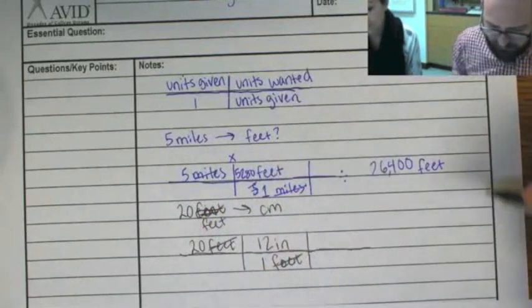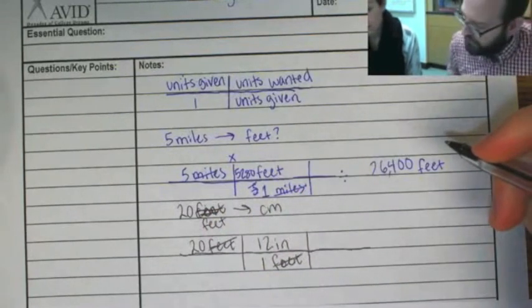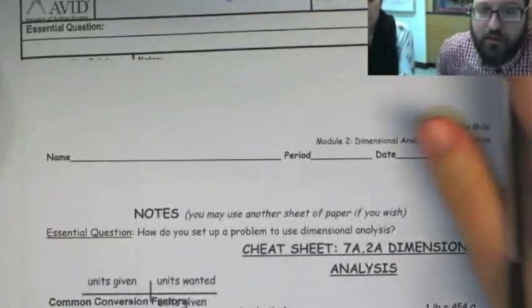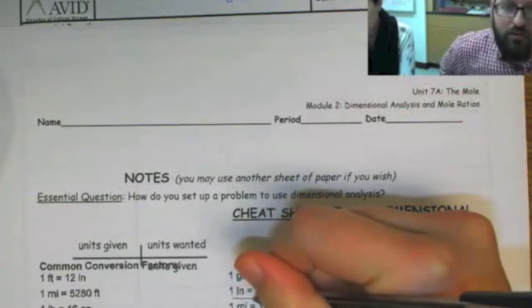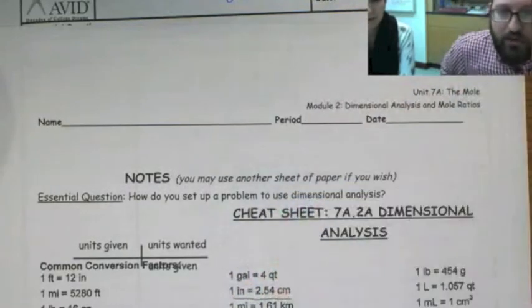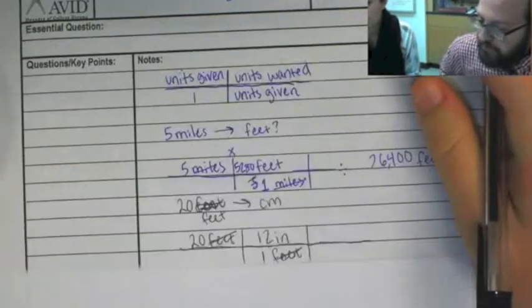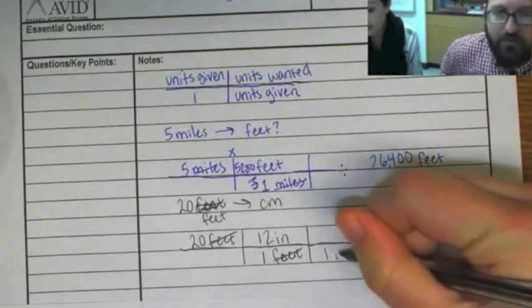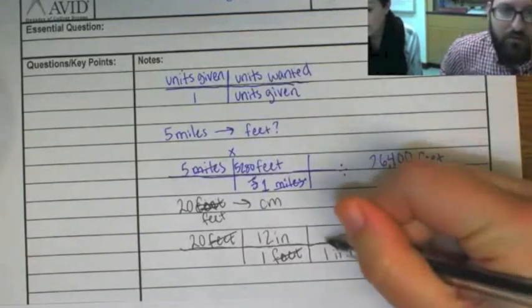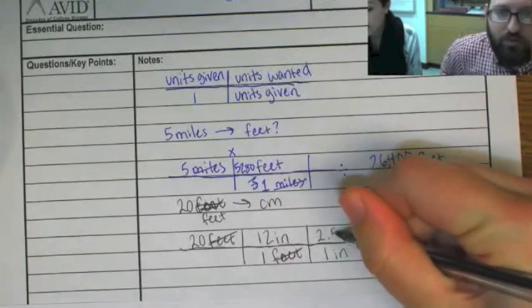Now, on my conversion factors here, I had, what was it? 1 inch is equal to 2.54 centimeters. Okay, well, let's put that in now. Inches is going to go down here, because we want those to cancel out, and we want to be left with centimeters. 2.54.